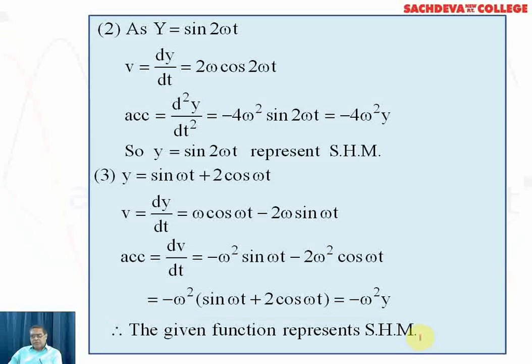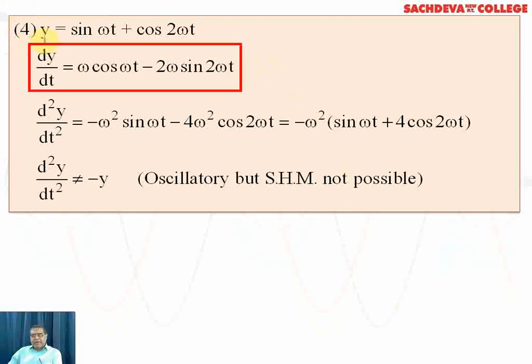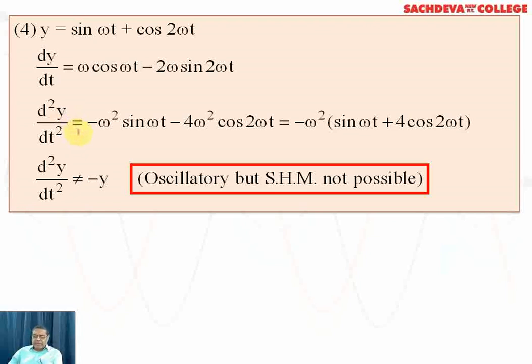This is also proved. Now we come towards the fourth equation. The fourth equation is also in terms of sine and cosine. The solution is similar to that of the third one. First of all, we have to take the derivative of y with respect to t. Then we will calculate omega cos omega t minus 2 omega sine 2 omega t. Then we take the second derivative of displacement. Then we take out the commons, and we find that we have not come to the initial function. So the given equation can be oscillatory, but it is not SHM.